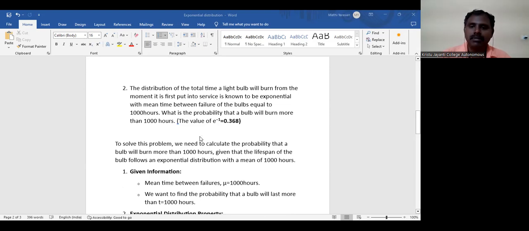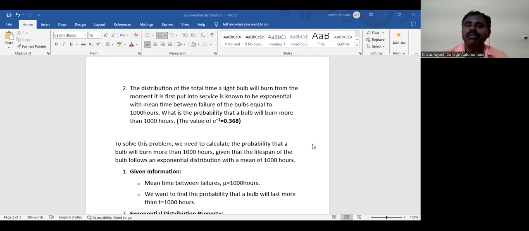Okay. You can see the next problem. The distribution of the total time a light bulb will burn from the moment it is first put into service is known to be exponential, with a mean time between failure of the bulbs equal to 1000 hours. What is the probability that a bulb will burn more than 1000 hours? And here also they gave the e to the power minus 1 value in the question itself, that is 0.368.